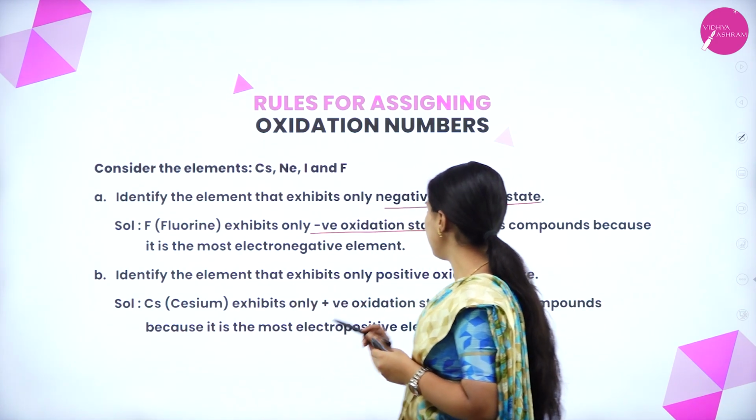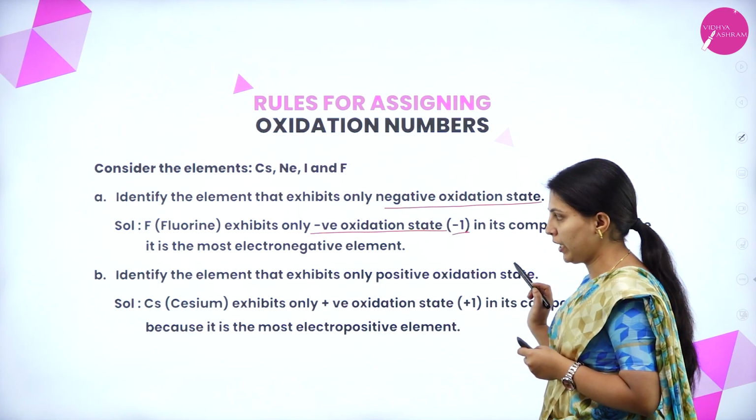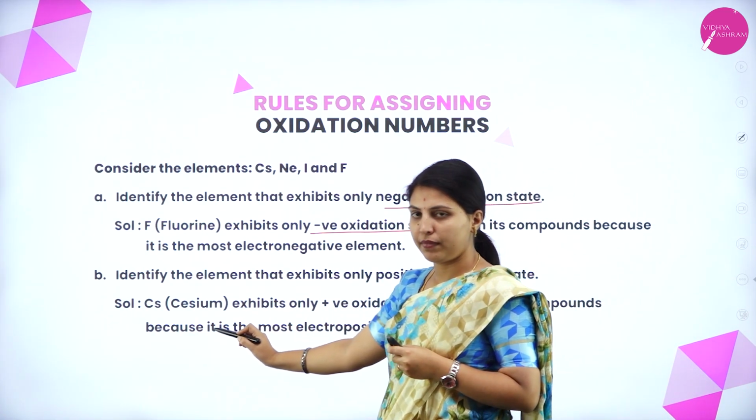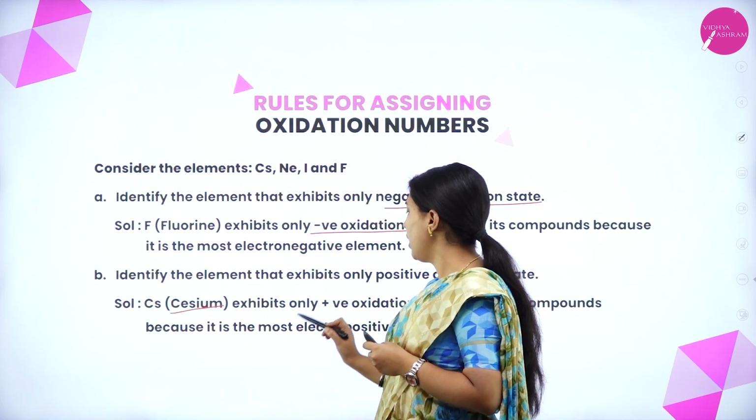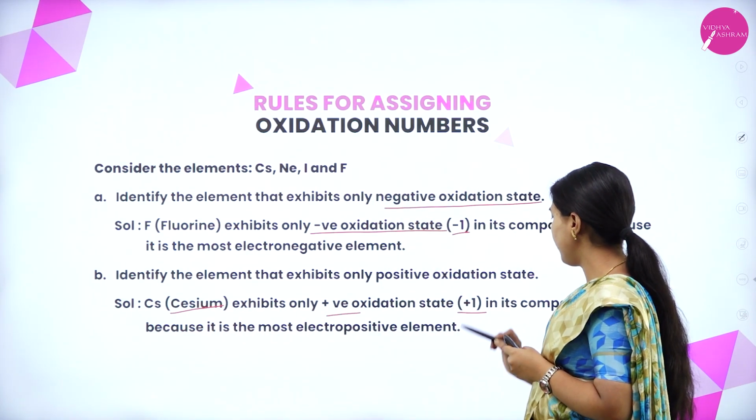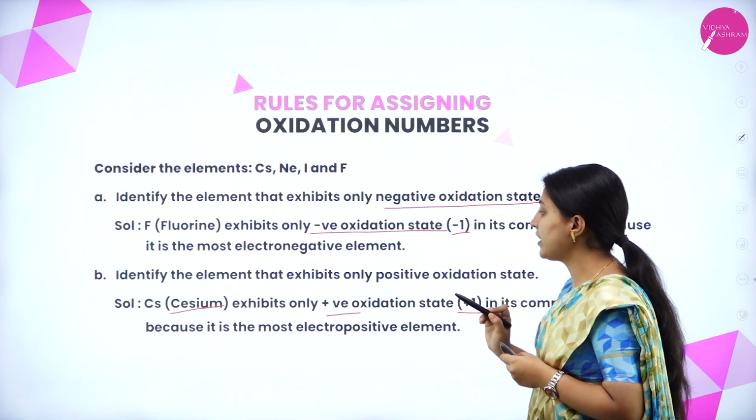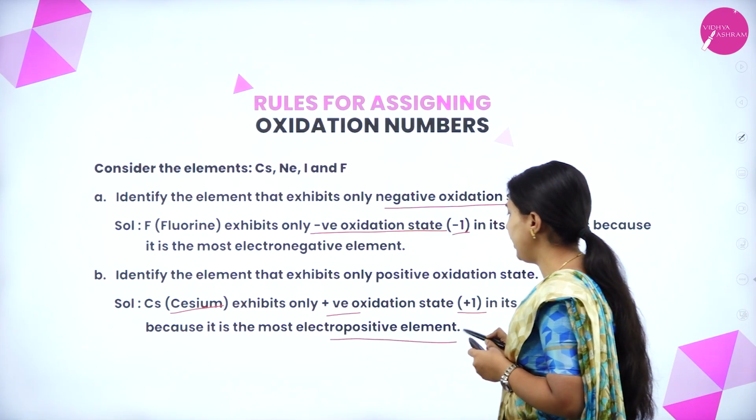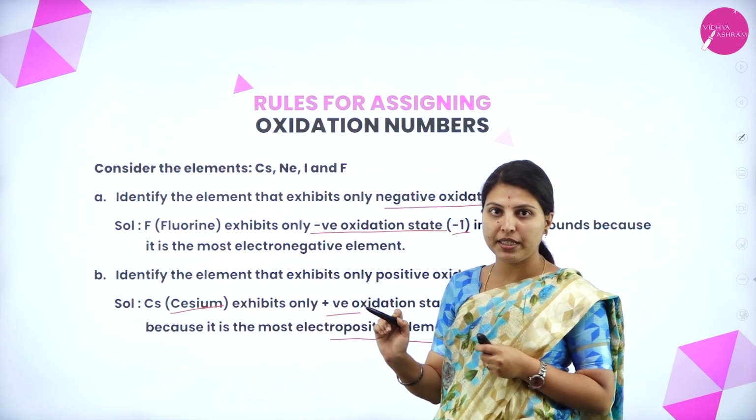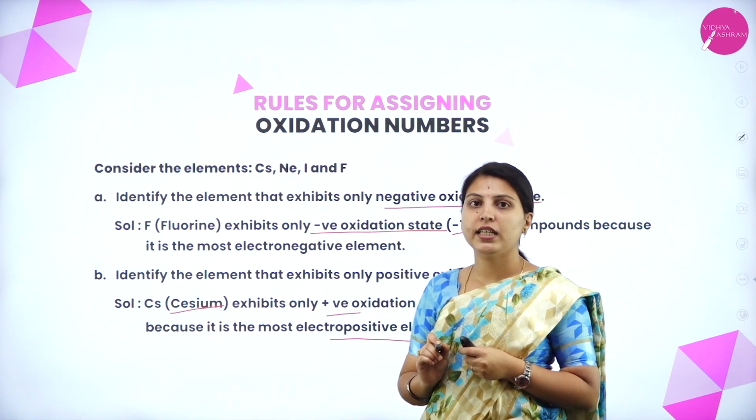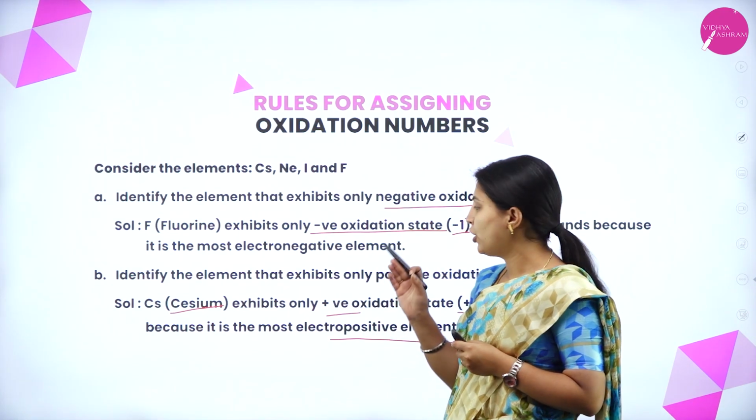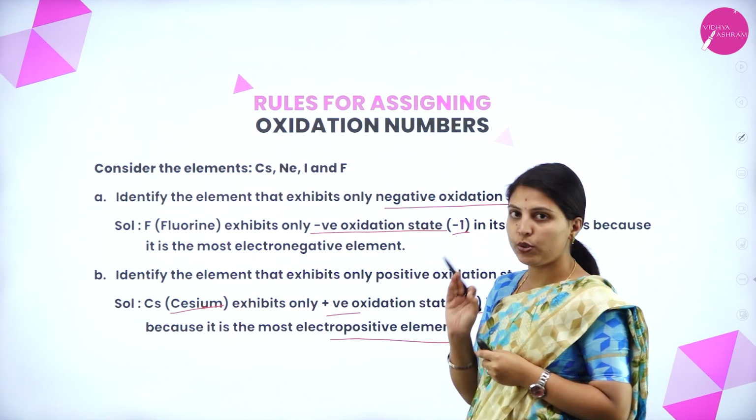Identify the element that exhibits only positive oxidation state. Which one? Cesium. Okay, cesium will exhibit only positive oxidation state, that is plus 1 in its compounds, because it is the most electropositive element. It is present in the s block elements and in the alkali metals, so it will have plus 1.